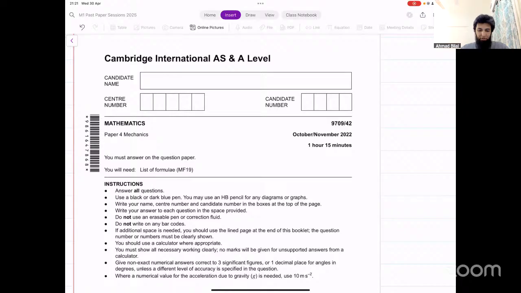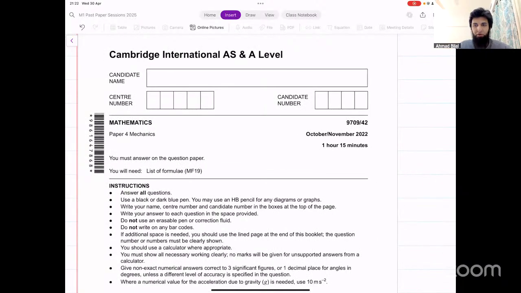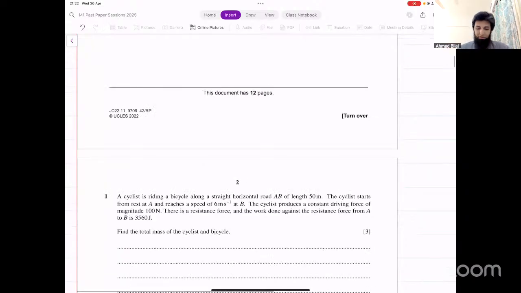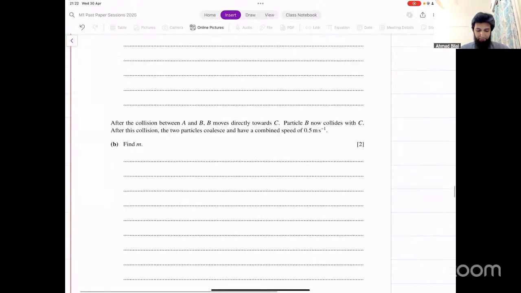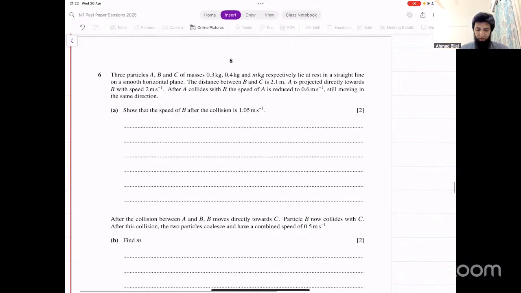Okay. So from this paper, it's primarily question 6 and then maybe 7. I'll have a look at that if that's difficult. But mainly 6. 6 is what a lot of you are asking about. Let's look at that. So this is November 22, paper 4.2. Let's go to question number 6 from this paper directly. Look at this one.